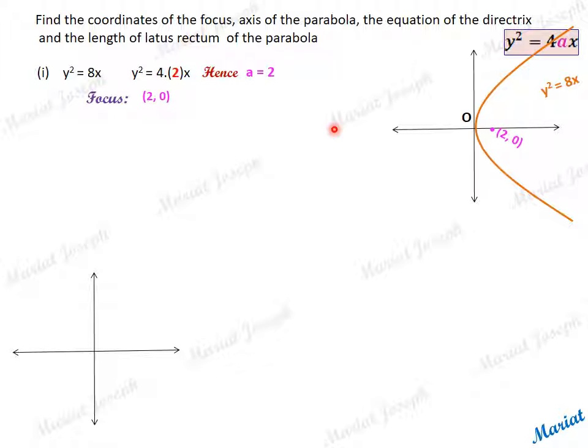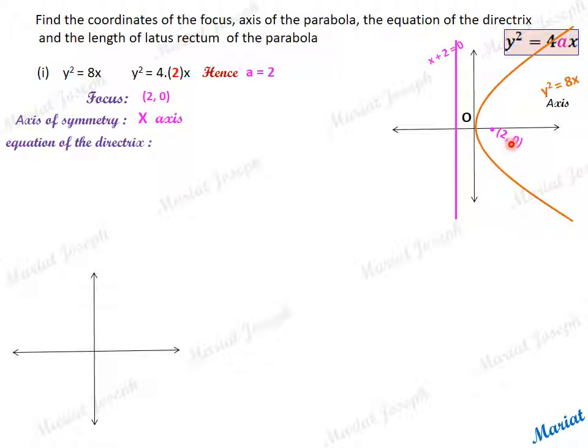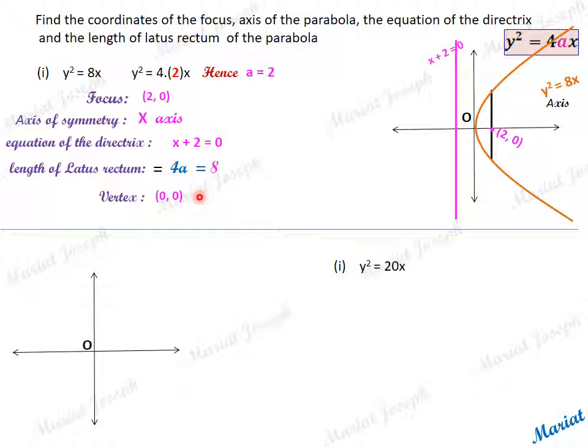So the focus is (2, 0), directrix is x plus 2 equal to 0, axis of symmetry x-axis, vertex the origin, length of latus rectum is equal to 4a is equal to 4 into 2, that is 8. All these parameters we have calculated for this parabola. Take another example, y square equal to 20x. Compare it with the standard equation. y square equal to 20x is compared with y square equal to 4ax.